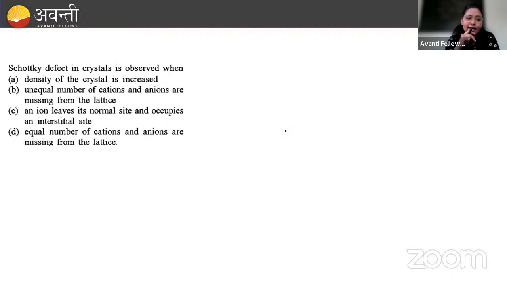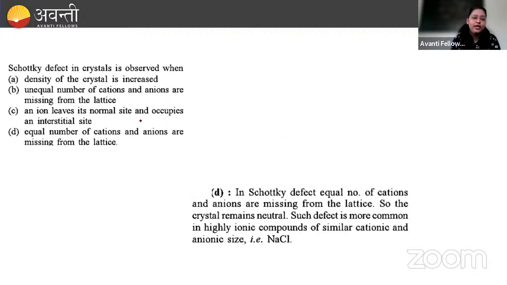No. Next, an ion leaves its normal site and occupies an interstitial site. So this is also not happening. Equal number of cation and anion are missing from the lattice. Yeah, this is the correct answer. So option D is correct. In Schottky defect, equal numbers of cations as well as anions are missing from the lattice, so the crystal remains neutral. And such a defect is more common in highly ionic compounds of similar cationic and anionic size, like NaCl. So this is our Schottky defect. Very, very important. Any doubts?